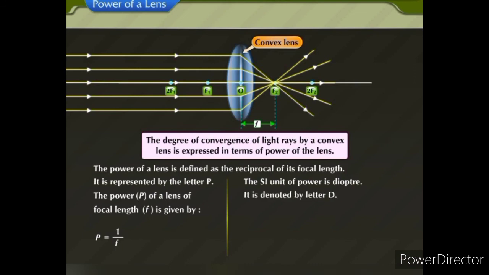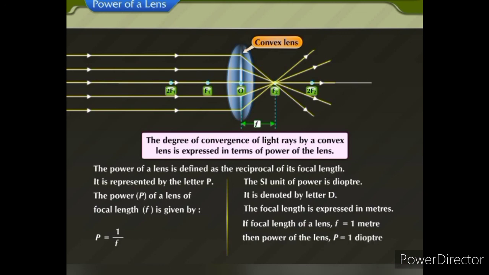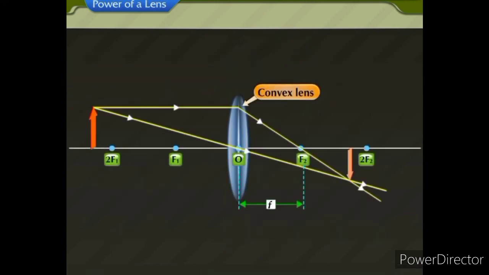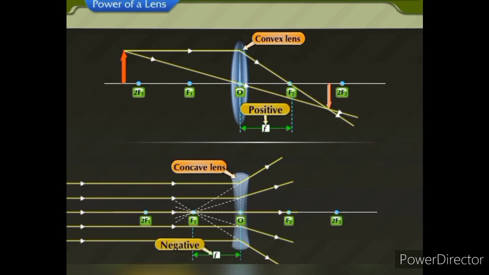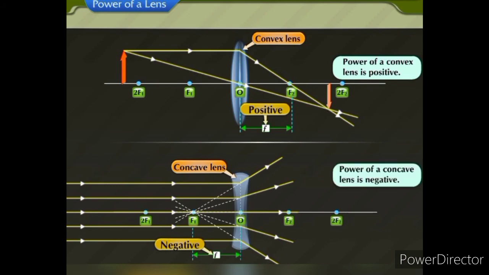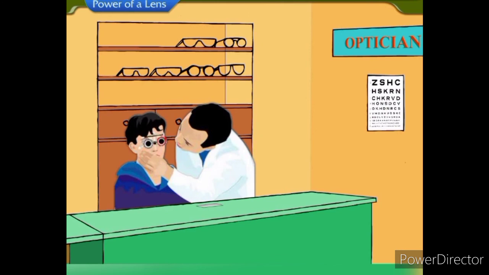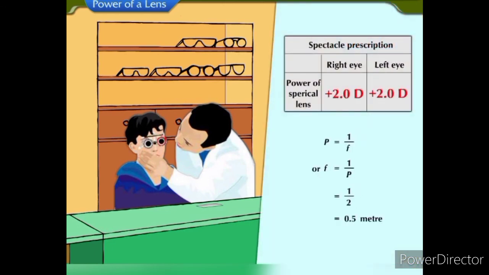The SI unit of power is dioptre. It is denoted by the letter D. The focal length is expressed in meters. Hence, if the focal length of a lens is 1 meter, then the power of the lens is equal to 1 dioptre. That is, 1 dioptre is equal to 1 divided by 1 meter. According to sign conventions, the focal length of a convex lens is taken positive and that of a concave lens negative. Therefore, the power of a convex lens is positive and the power of a concave lens is negative. You must have seen opticians mentioning power of lenses used in spectacles in dioptres. A lens of power plus 2.0 D means a convex lens of focal length 0.5 meter.